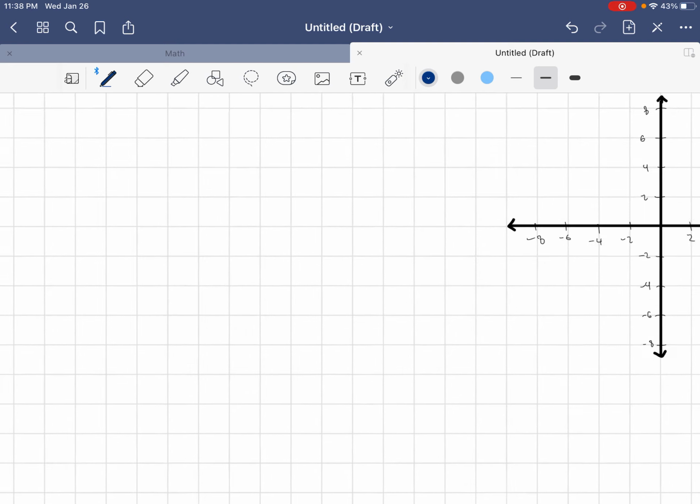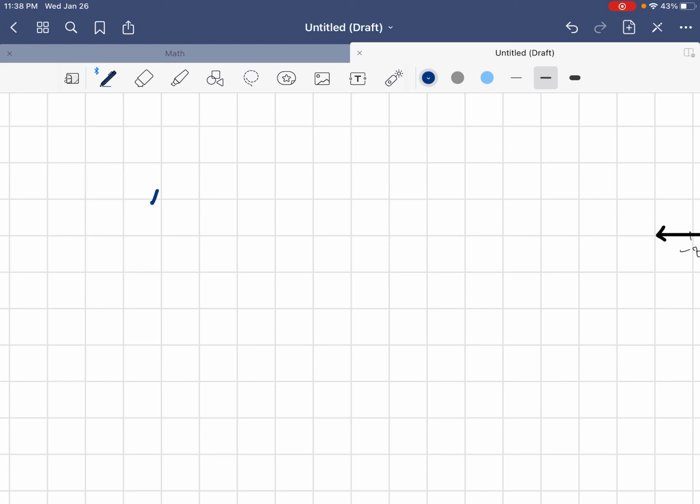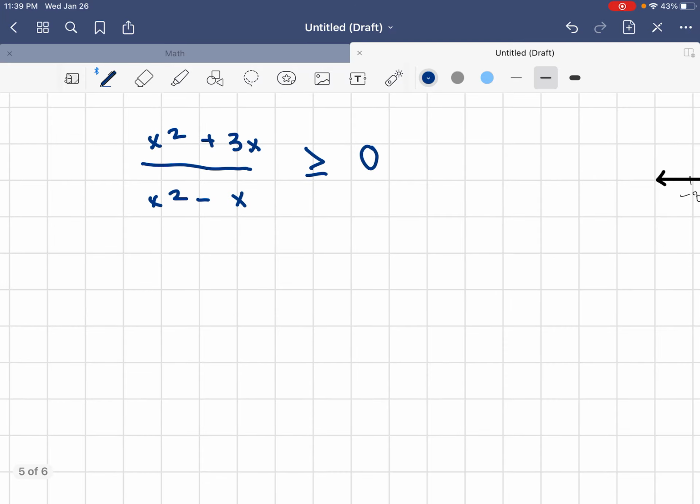So let's start with (x squared plus 3x) over (x squared minus x), which is greater than or equal to 0. The first thing I always do is see if there's anything we can factor out to further simplify our function, and also to see if there is a common factor between our numerator and denominator. Here we see that all of our terms have x in them. So I'm going to factor out x.